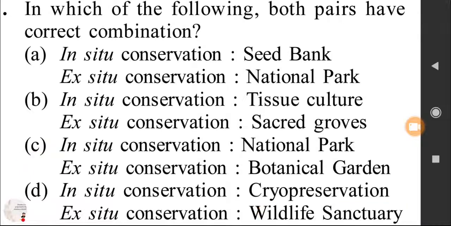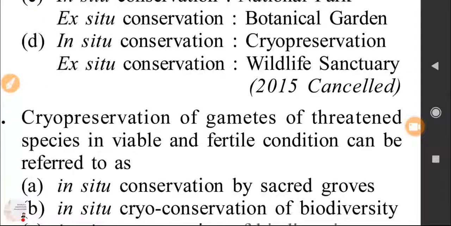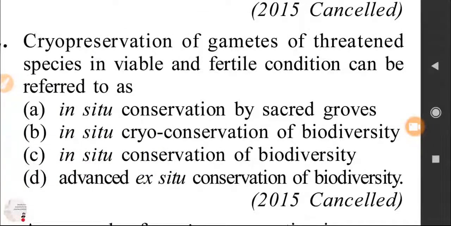Next is: cryopreservation of gametes of threatened species in viable and fertile condition can be referred to as... So what is cryopreservation? First you have to understand what cryopreservation is. Okay, so the answer is D.